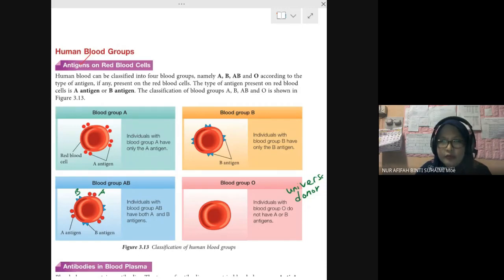Human blood group can be determined by looking at the antigen that sticks on the surface of the red blood cell.